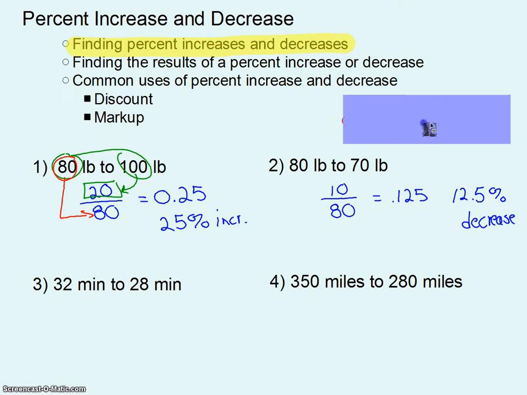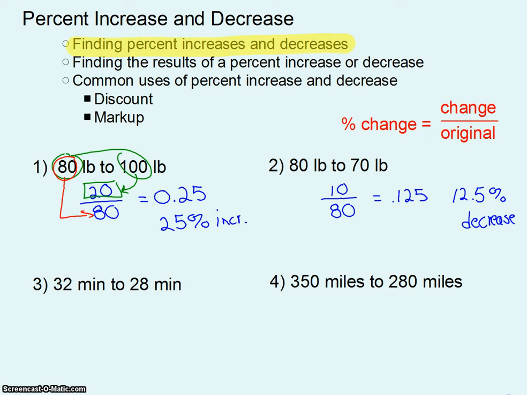So I put a set of notes right here. The percent change is always the change divided by the original. And then you'll want to make it a percent, as we did here. We had 0.25, made it 25%. So let's look at problem 3 in that light. Well, the change was from 32 to 28. That was 4. Okay? And the original amount was 32. And 4 divided by 32 is equal to 0.125.